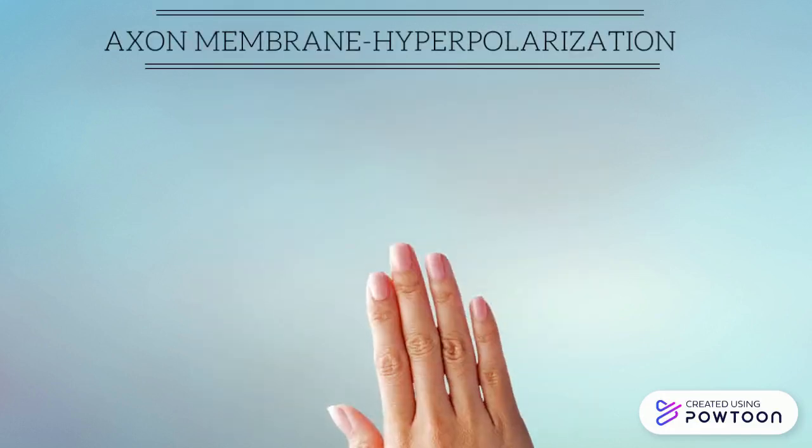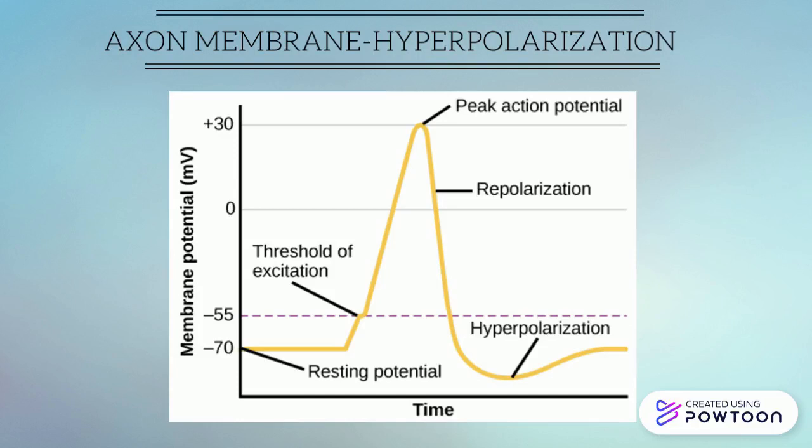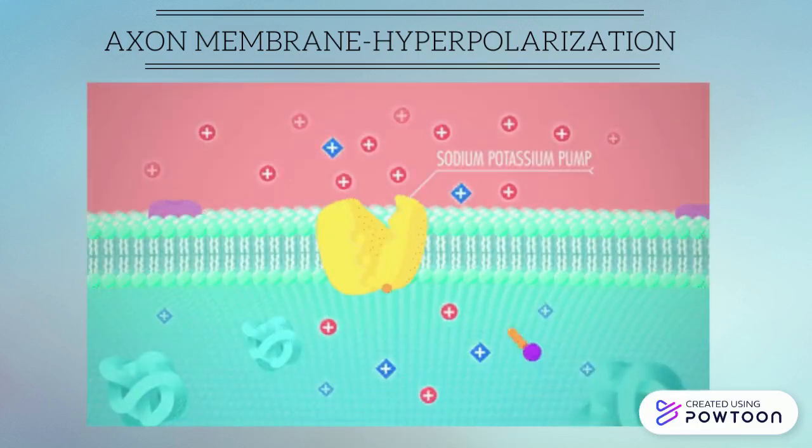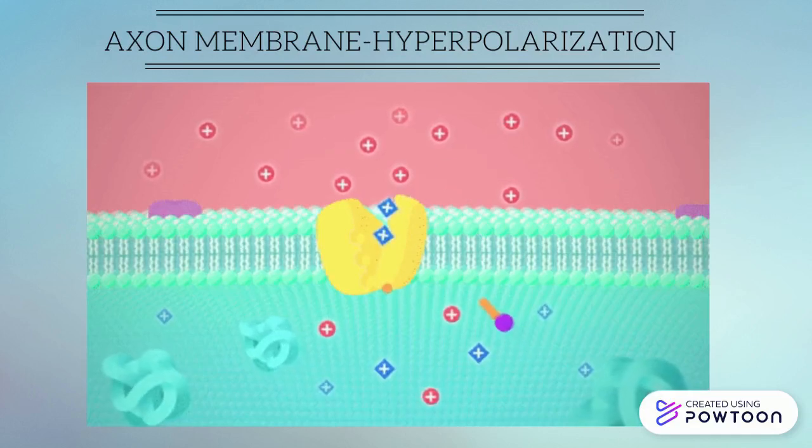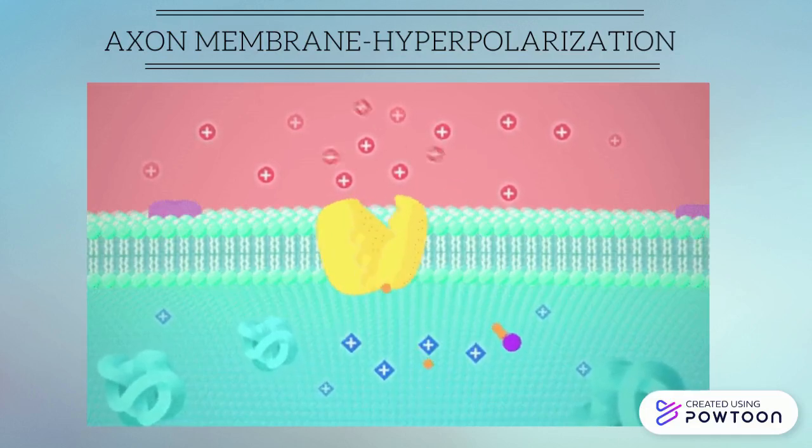However, the repolarization causes the membrane to become more negative than its resting potential. So a process called hyperpolarization occurs, where the potassium channels close and the sodium-potassium pump acts, regulating the membrane potential until it gets to -70 millivolts.